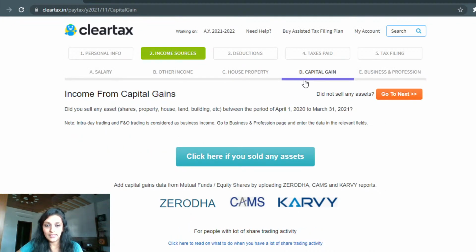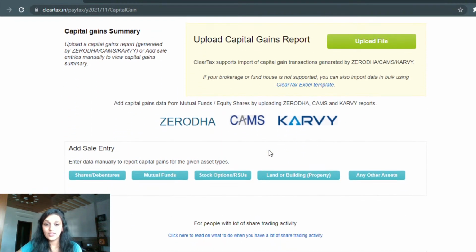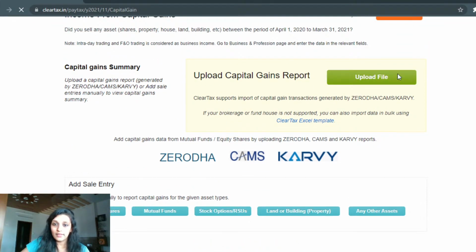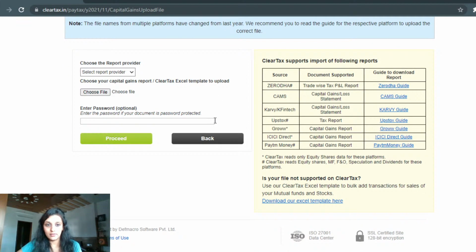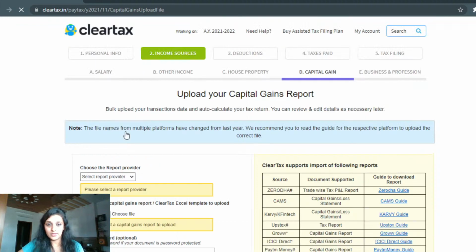When you come to the capital gains head, if you have sold any asset, any shares, debentures, mutual funds or any stock option, then you have to upload a file over here. You will see that ClearTax software supports CAMS, Zerodha, Upstox and many more such PDF files. If you have anything from these, you can directly select one option and choose the file. But in case you have a broker apart from these specified ones, you have to download our Excel template here, feed the data in the ClearTax Excel template, then upload it over here and click on proceed.